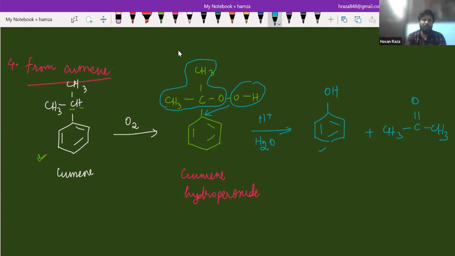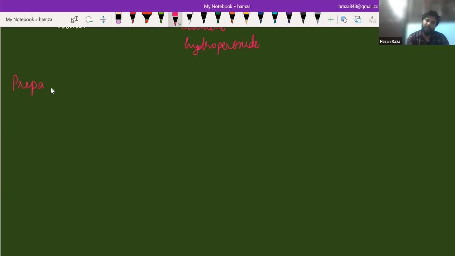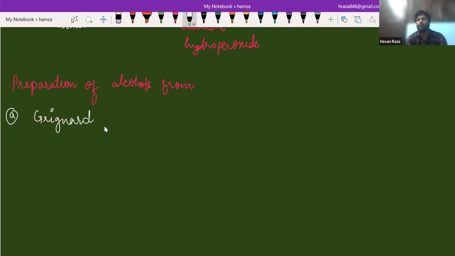So basically, in yesterday's class, I forgot to teach you about the preparation of aldehydes and ketones from Grignard reagent, which is very important. Preparation of alcohols from Grignard reagent. You have already heard of this term Grignard reagent in the previous chapter, haloalkanes and haloarenes.